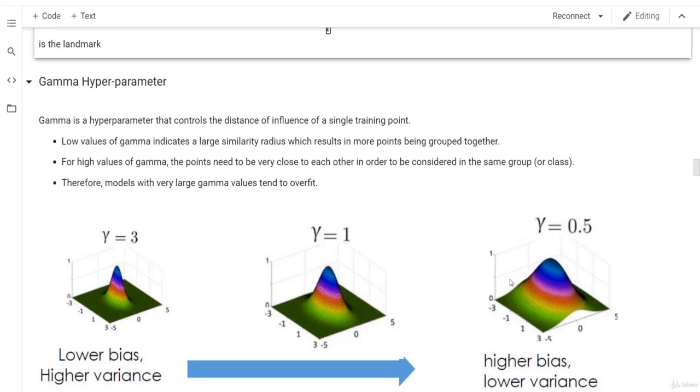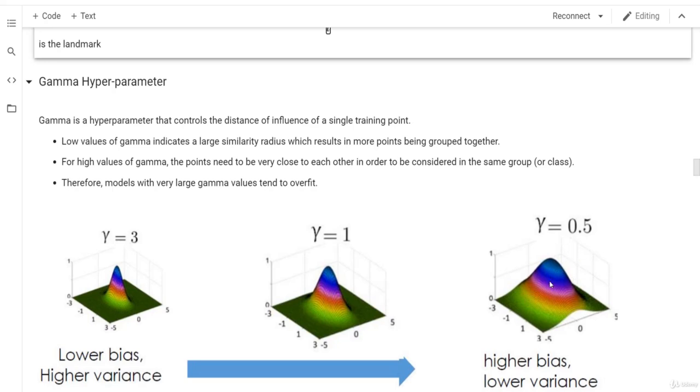If you check the bell curve we saw before using gamma equal 3, you will see that we have a very narrow bell curve, something like this, exactly like this. Here we have gamma equal 1, and here we have gamma equal 0.5. Low values of gamma, like 0.5, indicate a large similarity radius.